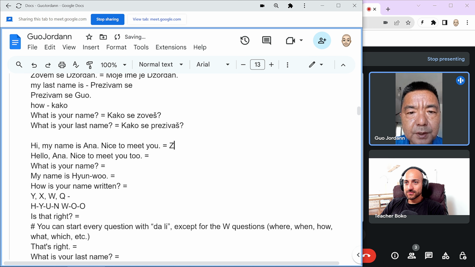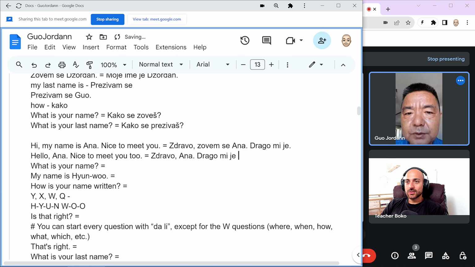Zdravo. Zovem se Jordan. Drago mi je. Zdravo, Anna. Drago mi je. Takođe.